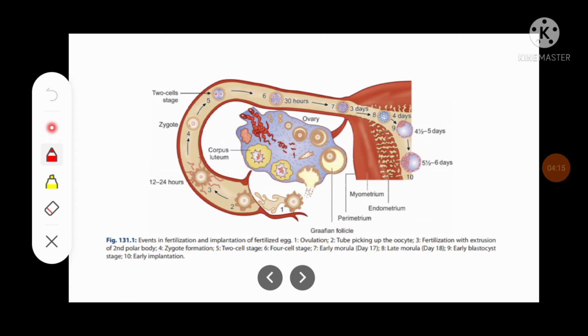So here, there are different stages of fertilization and implantation. First is ovulation. Second is the picking up of the oocyte by the fimbriae. Third is fertilization with exclusion of the second polar body. And fourth is zygote formation. Then two cell stage, then four cell stage. Then the formation of the early morula, late morula, then blastocyst. Then this is the stage of early implantation.